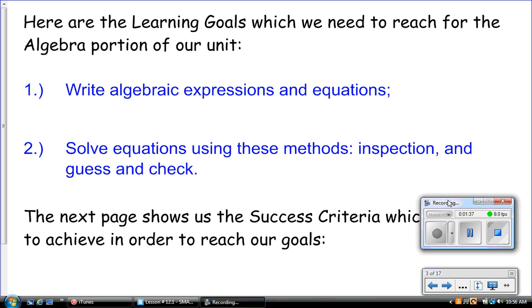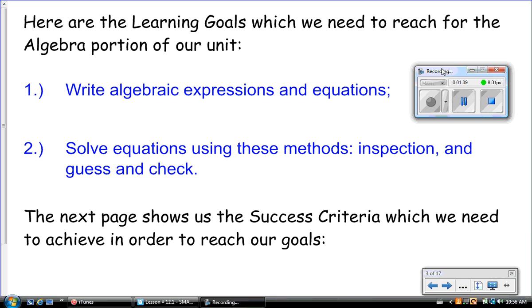Okay, moving onwards now into Chapter 12. Here are the learning goals which we need to reach for the algebra portion of our unit. We need to learn how to write algebraic expressions and equations, and we also need to learn how to solve equations using these methods: inspection and guess and check. And on the next page, let's look at the success criteria which we need in order to reach these two goals here.